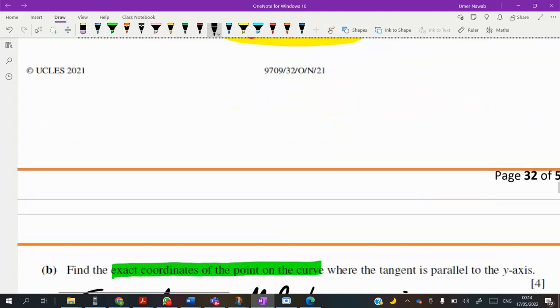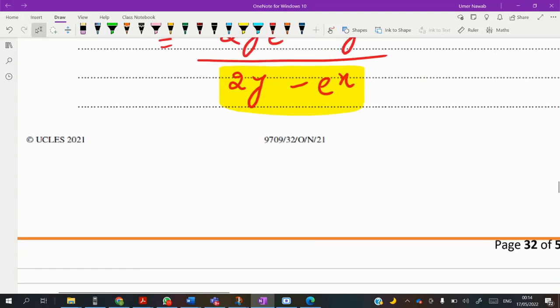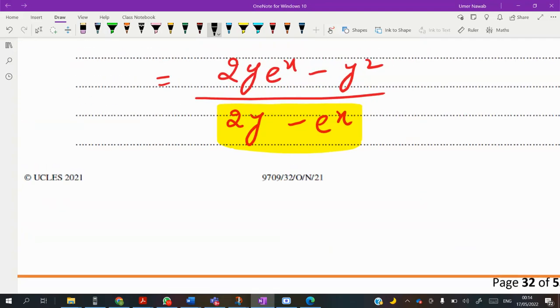Then he said to find the exact coordinates of the point on the curve where the tangent is parallel to the y-axis. When the tangent is parallel to the y-axis, you need to put the denominator equal to 0, not the numerator equal to 0. So that's why you will see that in the next solution. Next part, I will put the denominator of dy by dx equal to 0, because whenever any tangent is parallel to the y-axis, its gradient is infinity. If it is infinity, then it means the denominator has to be 0.